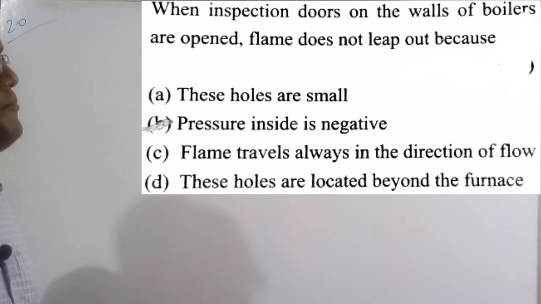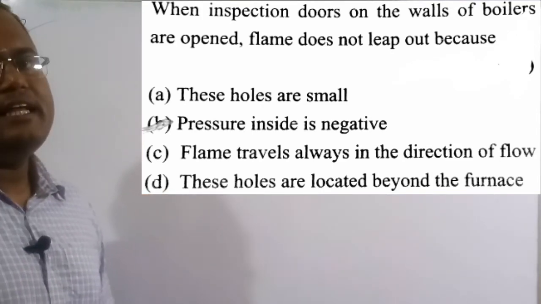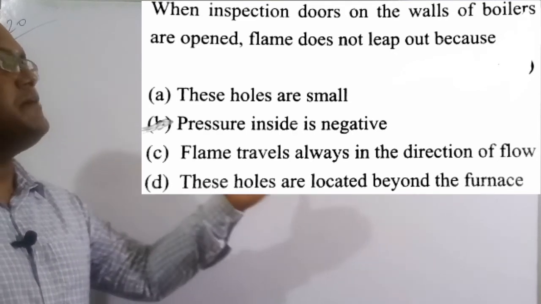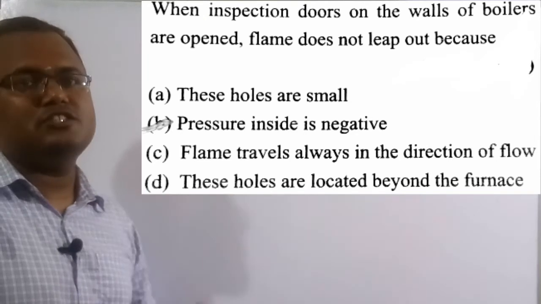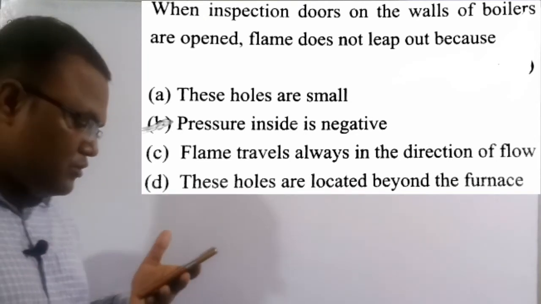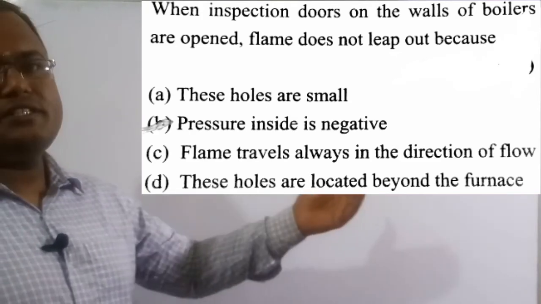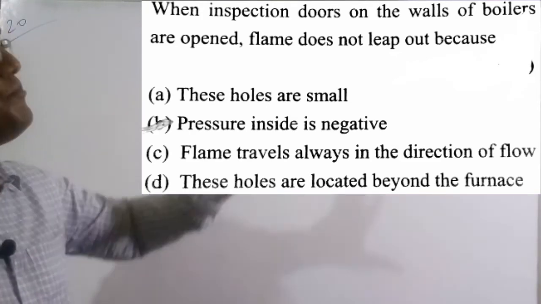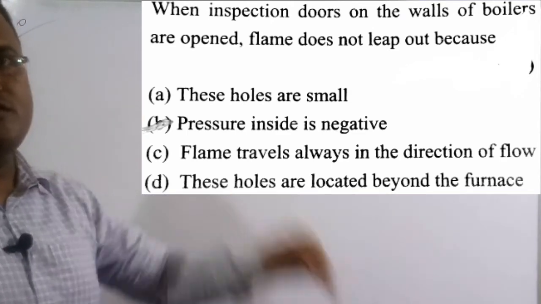Suppose a person comes for inspection of the boilers. If you open the door of the boiler, what is going to happen? Whether the flame is going to come outside or whether the flame will stay inside. This is what we need to discuss here. Out of the four options, the pressure inside is negative. Therefore the flame is not going to come outside of the window, because the pressure inside the boiler is negative. Why it is like this, we will discuss now.